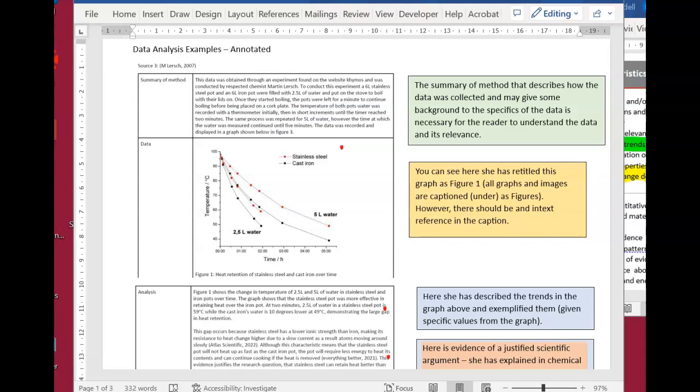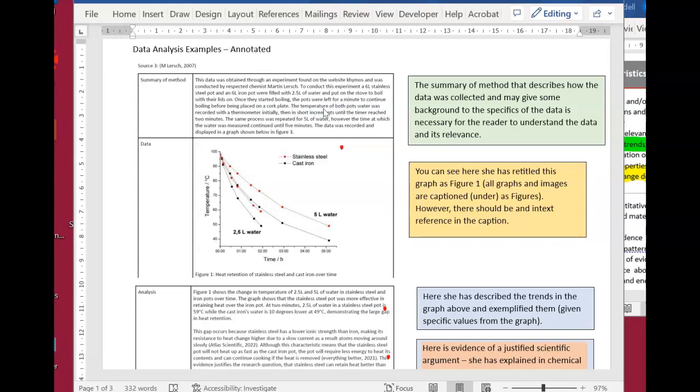So the first example here, the student has found some data on how the temperature of two stainless steel and a cast iron pot have changed over time, and it's about heat retention. You'll notice that the first thing the student has done is give us a brief summary of how the data in the graph below was collected by the scientists from the source that they found.